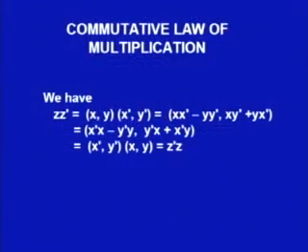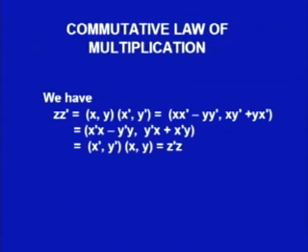Then we define the commutative law of multiplication. If we take z into z dash, that is x comma y, that is x plus I y, into x dash comma y dash, that is x dash plus I y dash, this product of the complex numbers, as per the definition we have defined earlier, can be written as x x dash minus y y dash as the real part, and x y dash plus y x dash as the imaginary part of the product number.